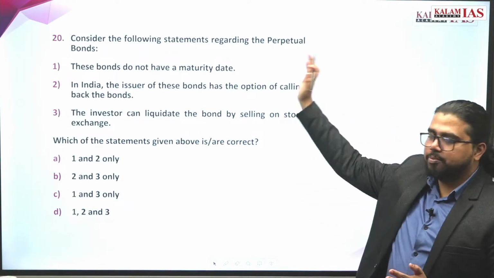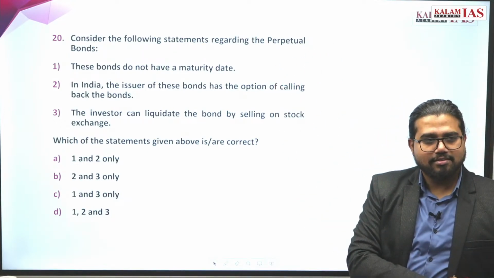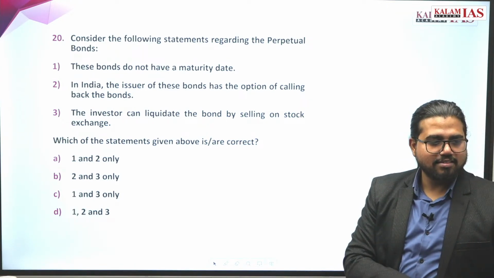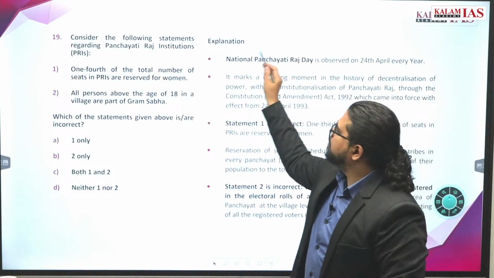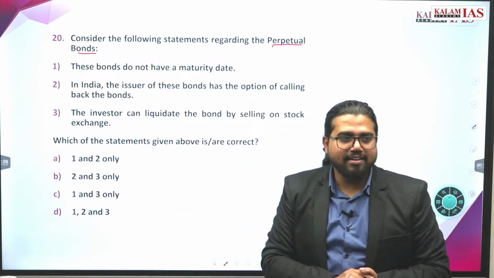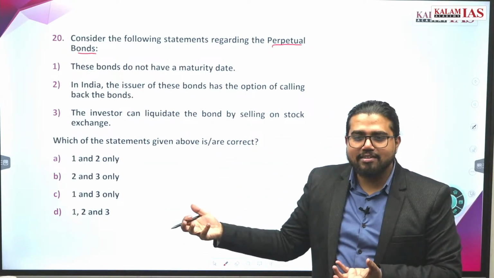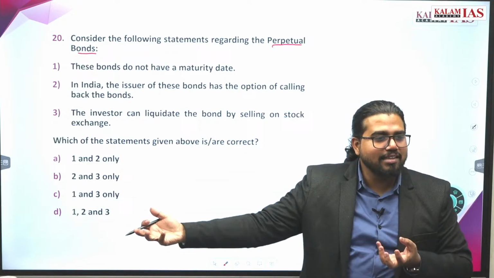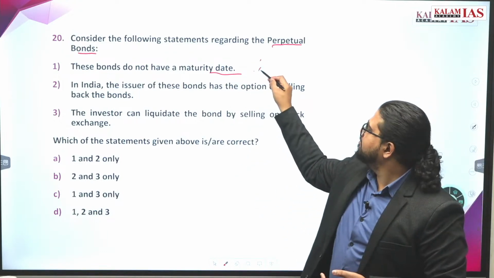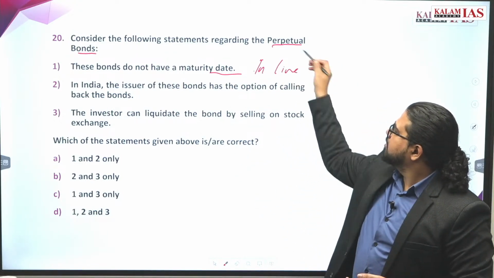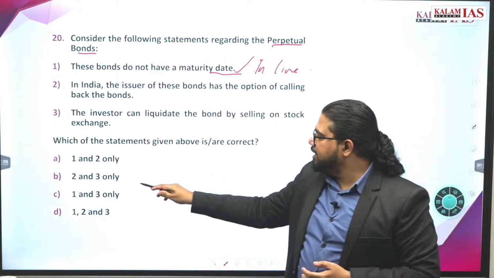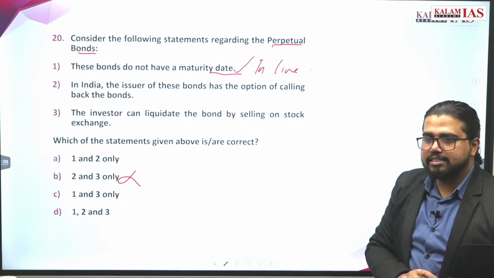Tell me one option which should be right in this. Any other suggestion? It is talking about perpetual bonds. Now what is the meaning of perpetual? Never ending, continuing. So the first statement, what is this? Do not have a maturity date. So it's very much in line with what the idea is conveying. So the first statement should be right. So what can we eliminate here? B cannot be our answer.